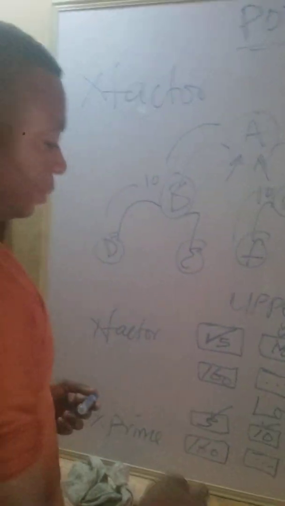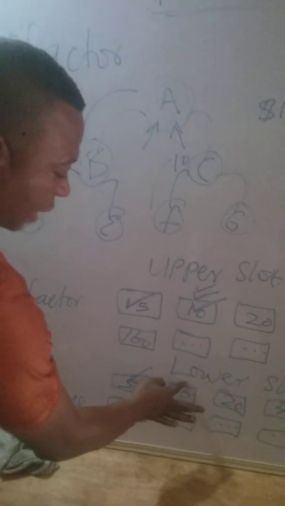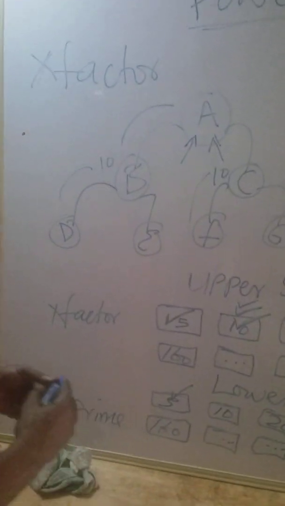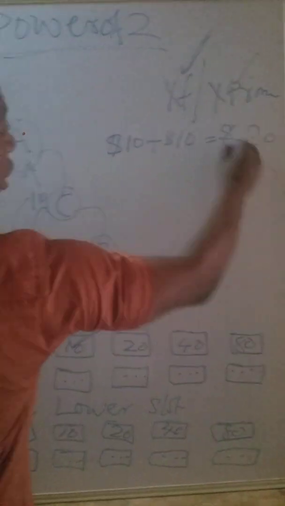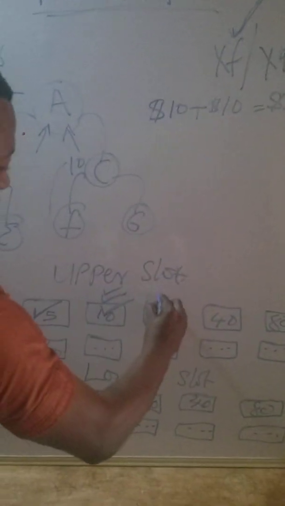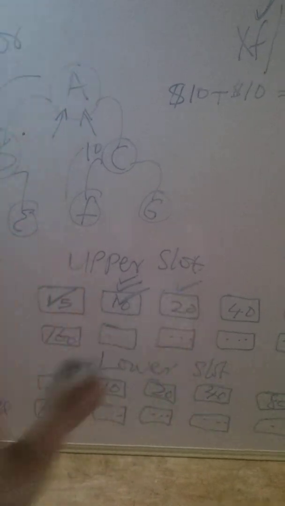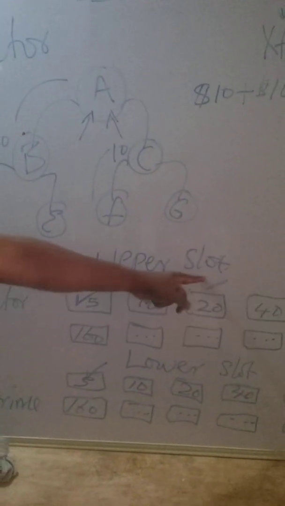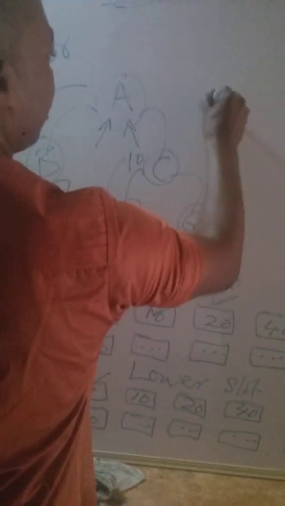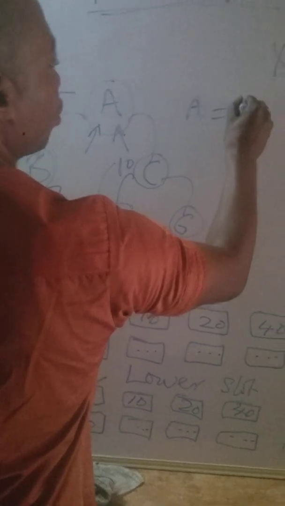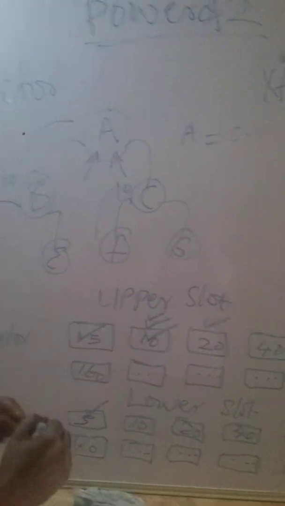He can as well decide not to activate the lower part, but rather use the whole $20 to activate the stage 3 of the upper slot. If Mr. A does that, how much will Mr. A be left with? $0. So Mr. A will be equal to $0.